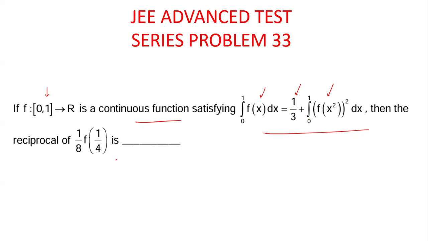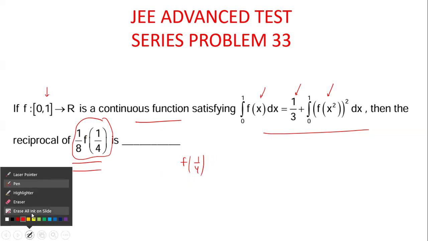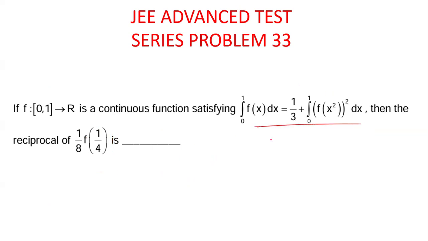So we have this equation, then we have to find the reciprocal of this thing, 1 by 8 multiplied by f of 1 by 4. So you can see that to find the reciprocal of this thing, first of all we need f of 1 by 4 value. So let us see how we can find out this f of 1 by 4 value using this information. So let's use this equation.